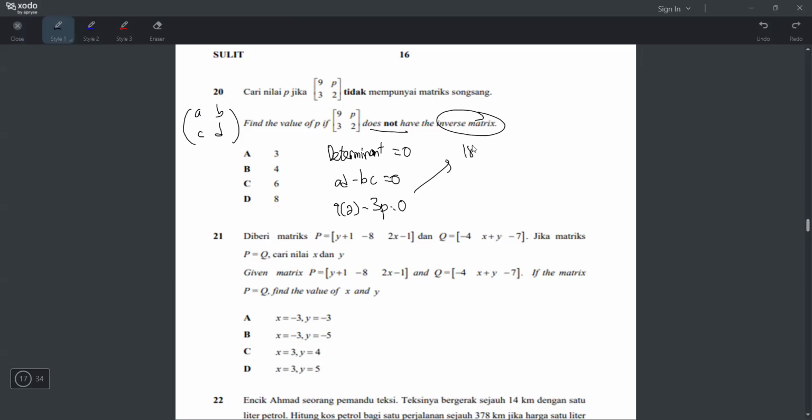9 times 2 is 18. The minus 3P I can move to become positive like this, because I want to find P, so I try to make it positive. So your P is 6. So the answer is C.